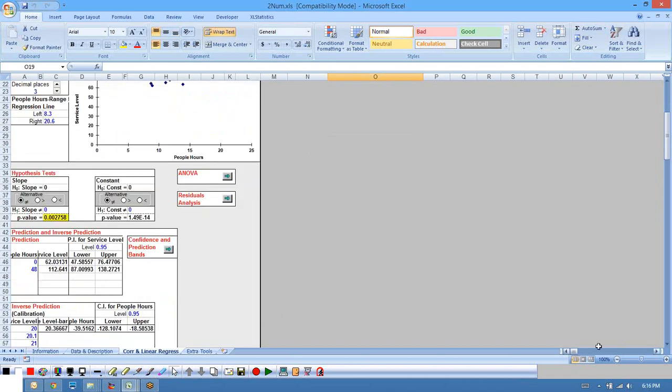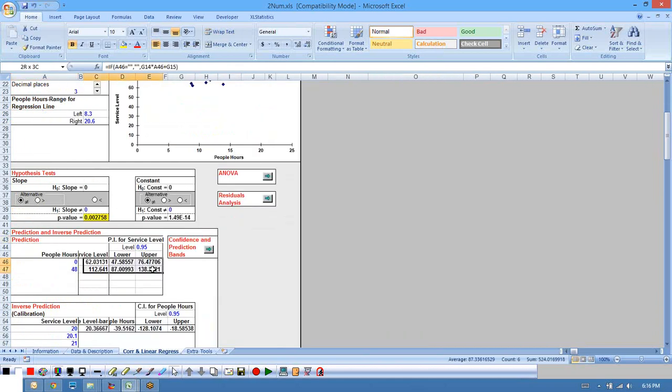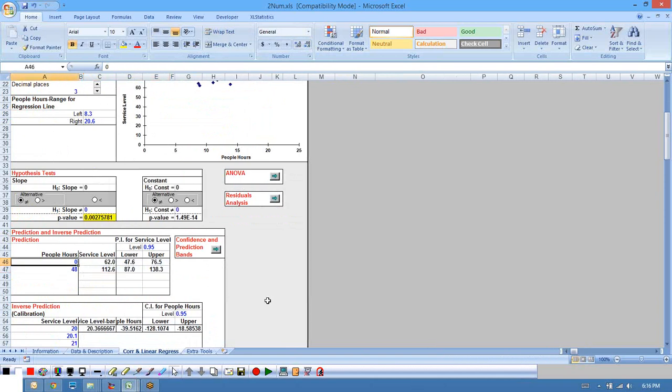So at this point, we can go down to where it says prediction and inverse prediction. We're more interested in prediction than inverse prediction. Let's walk before we run. Whoops. Just trying to expand that a little bit. And I'll also try and take away some of the significant digits. I always hate how Excel gives me so many significant digits, like I needed 15 of them. All right. So here we are.